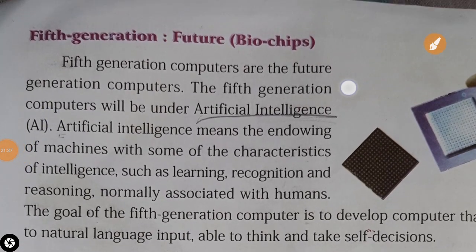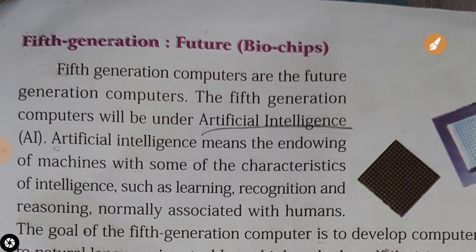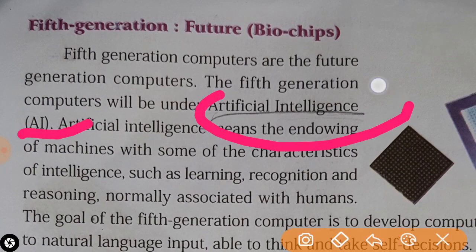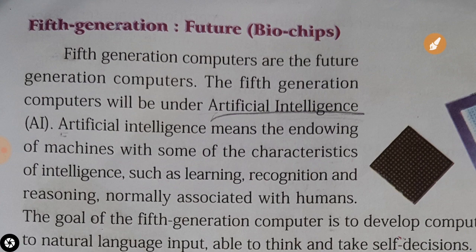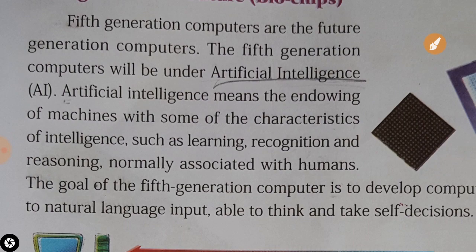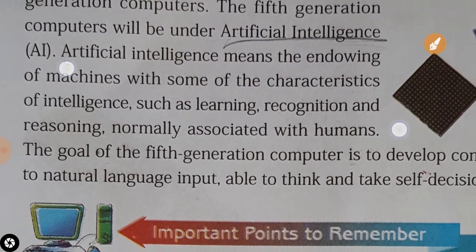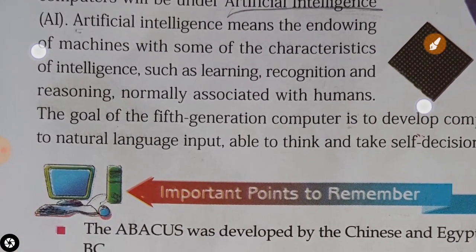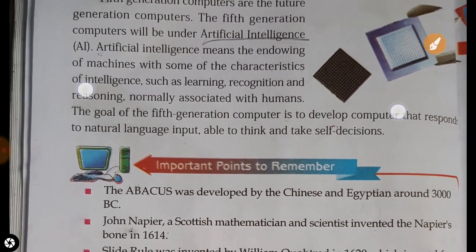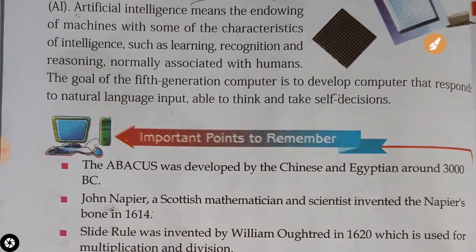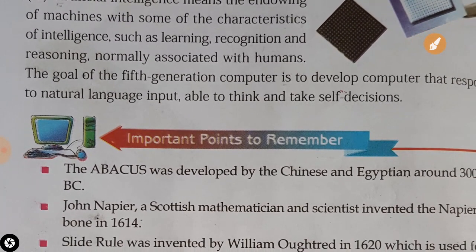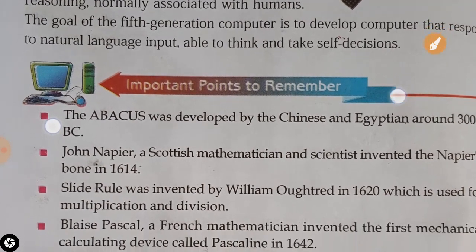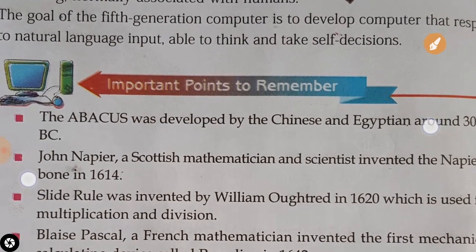Okay, now let's go to another generation of computer. The last generation of computer is the fifth generation computer. Fifth generation computers are the future generation computers. The fifth generation computer will be under artificial intelligence, AI. Artificial intelligence means the endowing of machines with some of the characteristics of intelligence, such as learning, recognition, and reasoning normally associated with humans. The goal of the fifth generation computer is to develop computers that respond to natural language input, able to think and take self decisions. Till now, computer cannot think, computer doesn't have emotion, computer cannot decide unless the operator wants, and it does what the operator wants it to do.